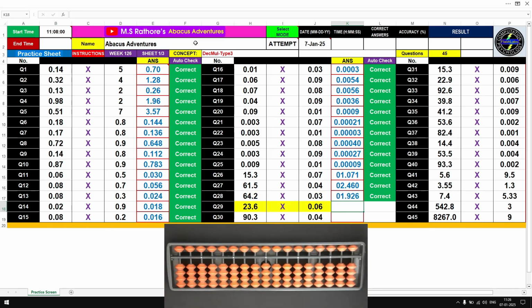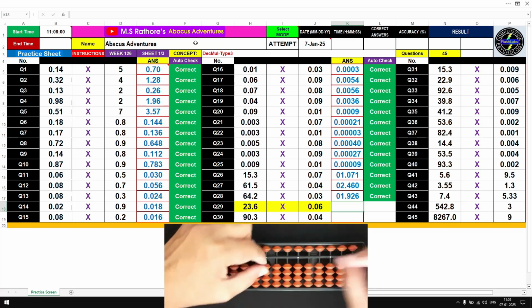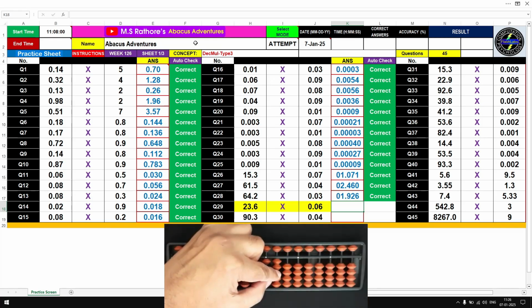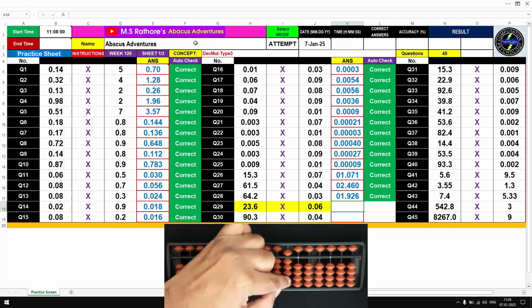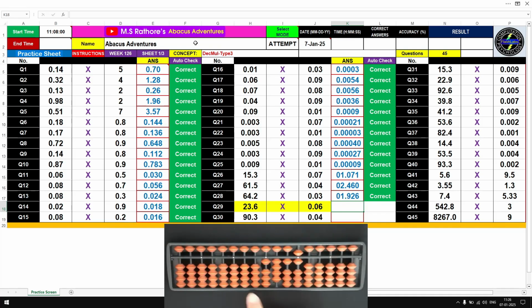Question number 29, 23.6 multiplied by 0.06 beginning from rod number 1. 6 2s are 12, 6 3s are 18, 6 6s are 36, and the answer is 01.416.